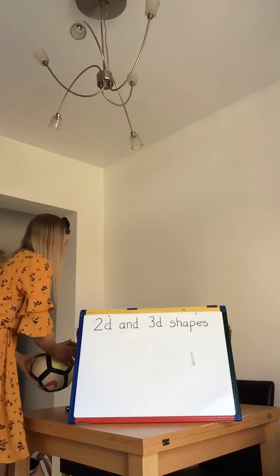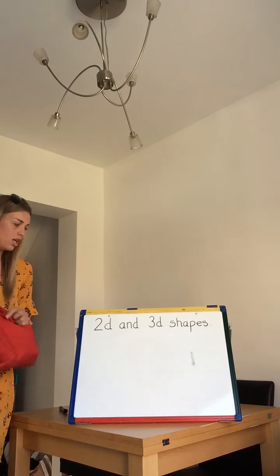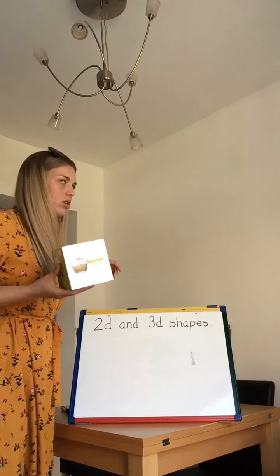Right then, let's see what else we have here. Oh, we've got a little bag. Let's have a little look. Oh, it looks like a box. So let's see, looking at this all the way around, what shape can we already see? It's got 4 corners and they're all the same length. Square, well done, we've got a square here.